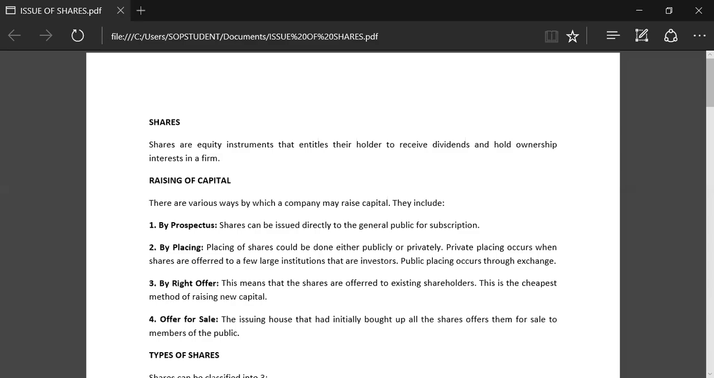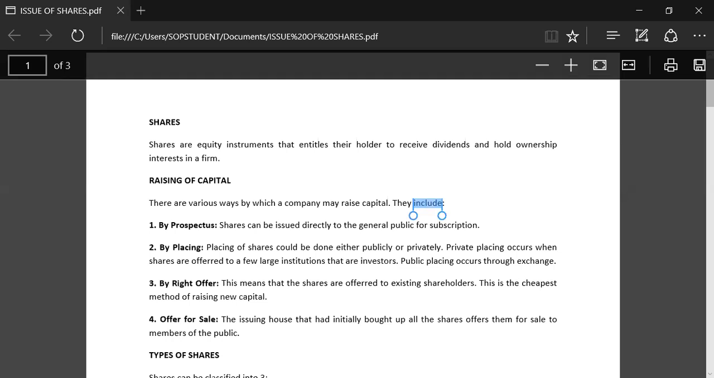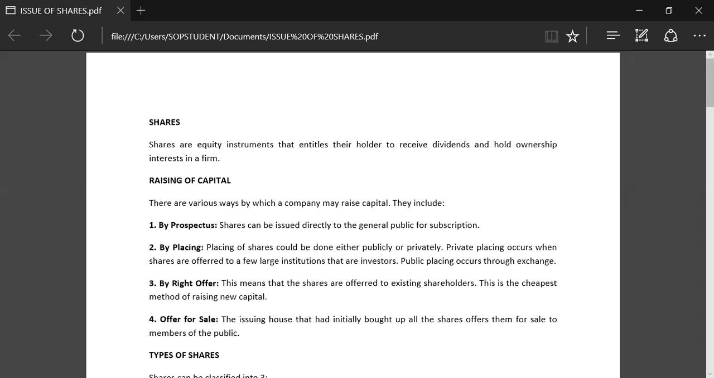This is a presentation on shares. Shares are equity instruments that entitle their holders to receive dividends and hold ownership interest in a company. Shares give the holders the entitlement to receive dividends and to be part of the owners of the company.